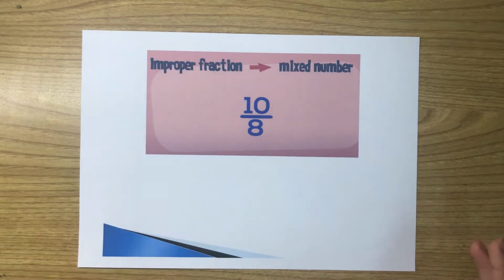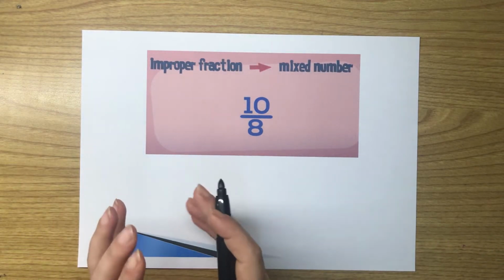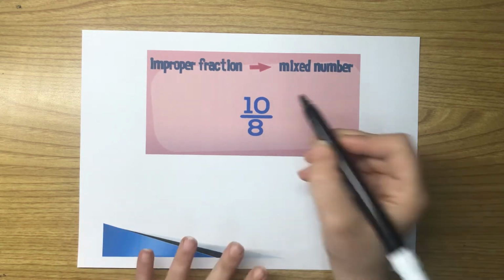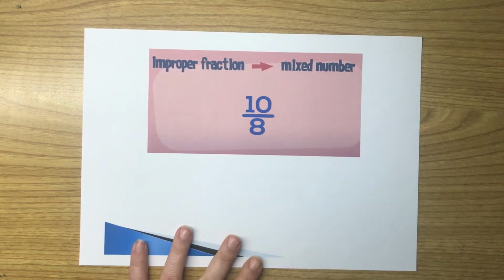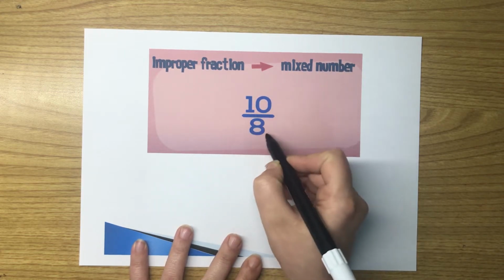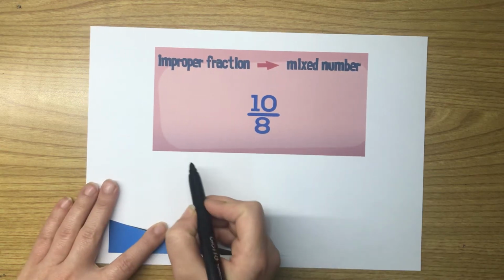Now, I'm going to teach you how to change an improper fraction to a mixed number using diagrams. Okay, what's the meaning of 10 over 8? 10 over 8 means there is a shape where one whole has been divided into 8, such as this one.